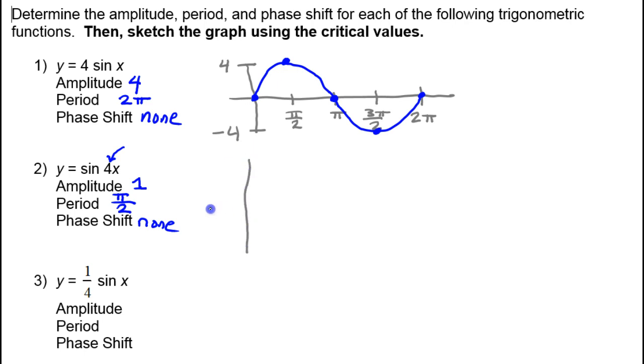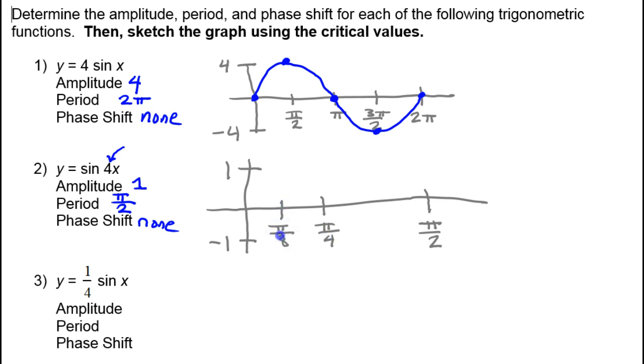Okay, so here we go. Because the amplitude is 1, we will just allow the graph to go up to +1 and down to -1. Since the period is pi over 2, let's go ahead and call this pi over 2 all the way over here to the right. Now, half of pi over 2 should be pi over 4. Half of pi over 4 should be pi over 8.